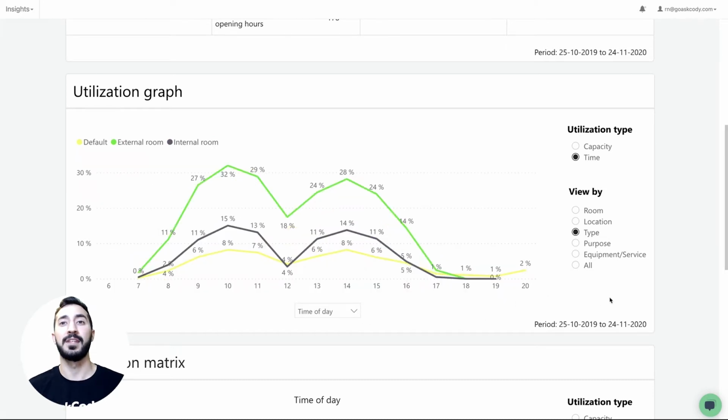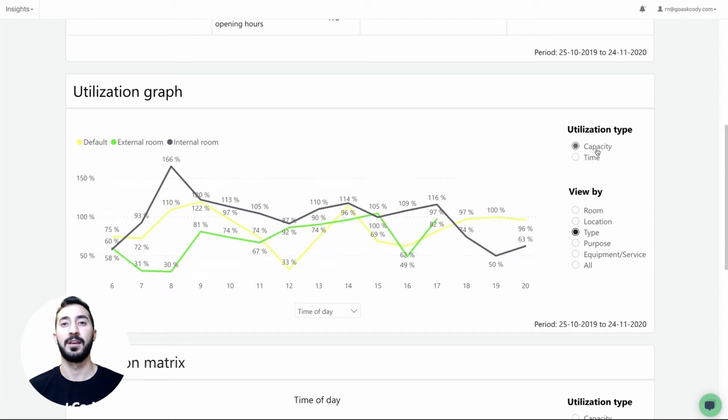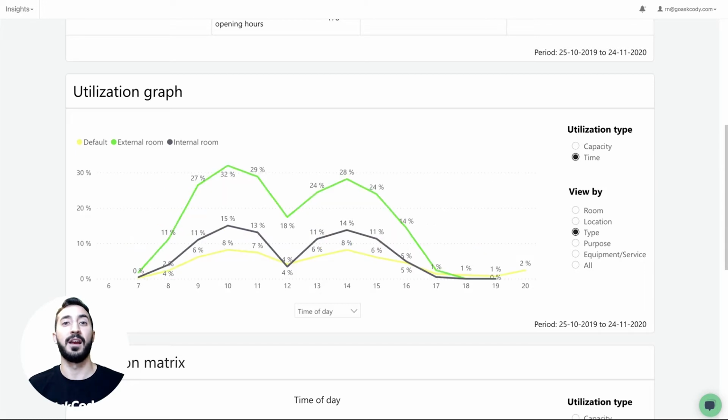Here we see the time utilization of internal and external room types and how external rooms are used more than internal rooms. However, internal rooms are quite full once they are used. This leads us to two considerations. Should we establish or convert some internal rooms to external rooms? Or should we consider enlarging or combining some of the internal rooms to make space for more people?